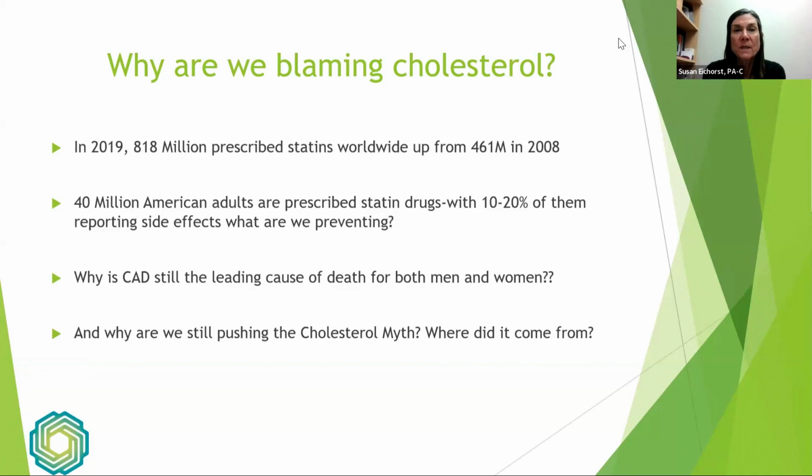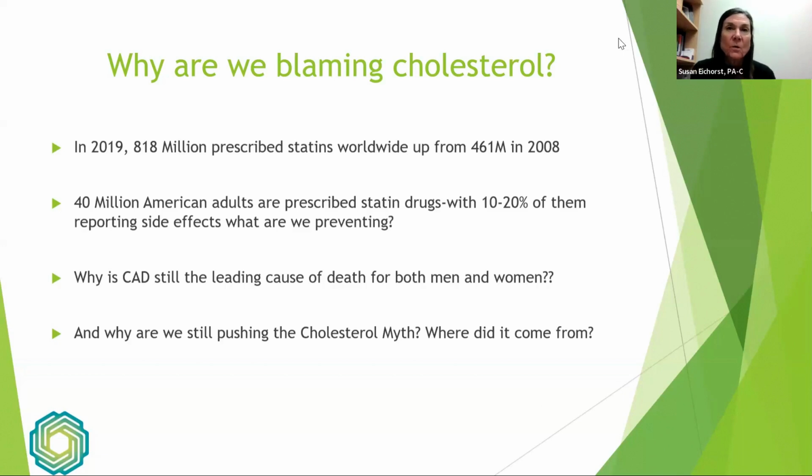There are 40 million plus adults who are prescribed a statin drug every year. 10 to 20 percent of them report side effects. How many people never report side effects? How many people never take them or talk to their doctor about them again? And really, what are we preventing that we're causing all these side effects and people aren't even taking them? Why is coronary artery disease still the leading cause of death for both men and women?